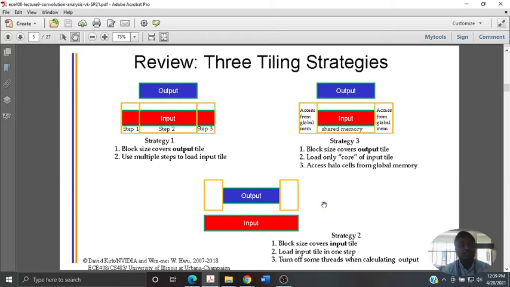Then strategy 2, or say alternate strategy, in the slide it is written as alternate strategy, and then it jumps on to strategy 3. So here he loads the entire input at once, including all the halo and other stuff, and these computations may be performed and the later results can be discarded, or you are not going for computation of these, whatever is outside the tile width of output elements as such. So block size covers the input tile, load input tile in one step, turn off some of the threads when calculating the output.